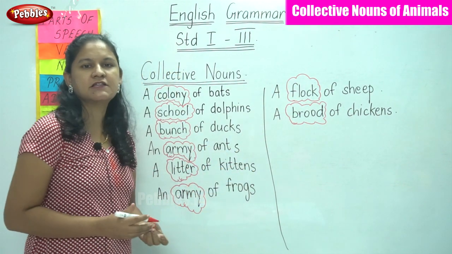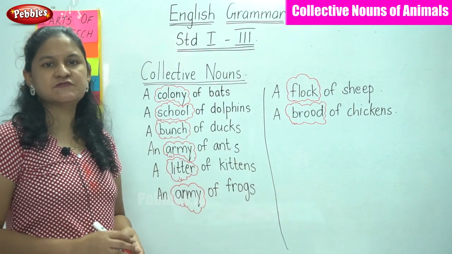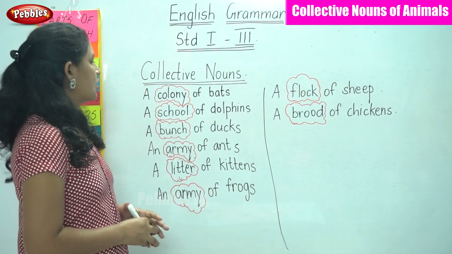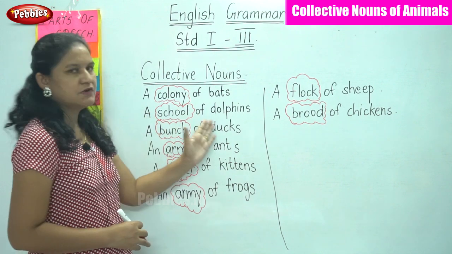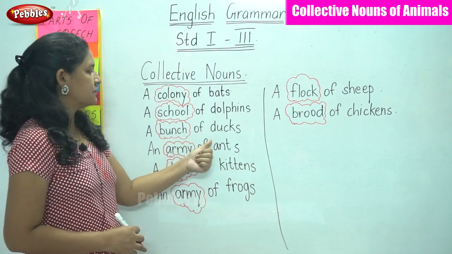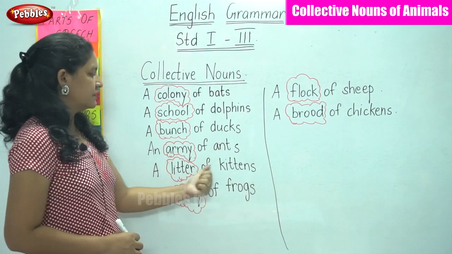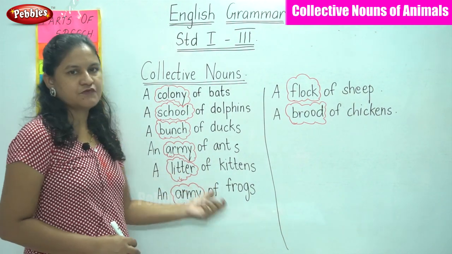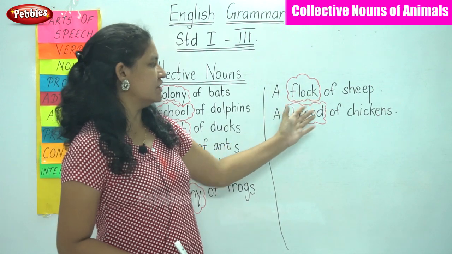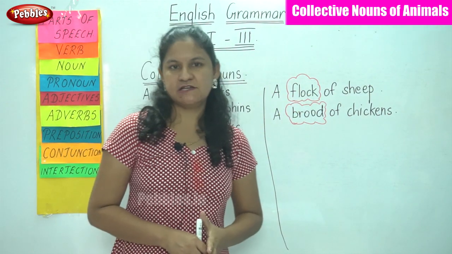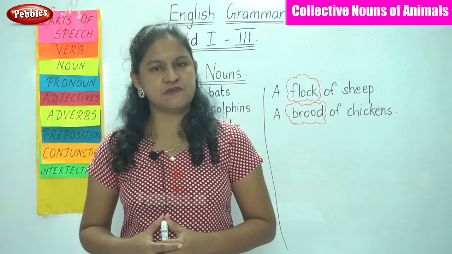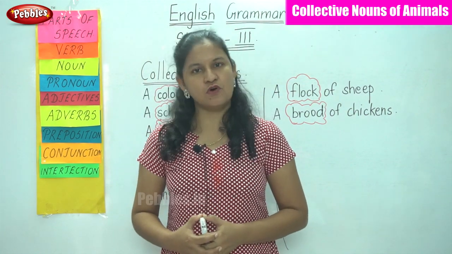So the following are the collective nouns that we use for animals. A colony of bats, a school of dolphins, a bunch of ducks, an army of ants, a litter of kittens, an army of frogs, a flock of sheep, a brood of chickens. So these are the collective nouns that are used for animals.